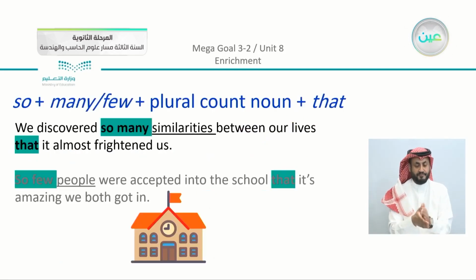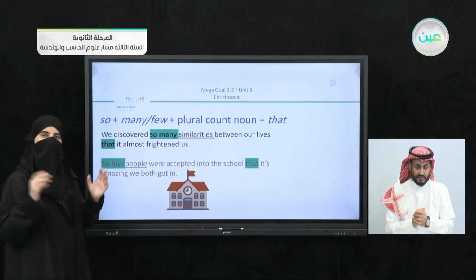We also studied using either so with many or few plus the plural count noun plus that. So let's just recall what we have here. We discovered so many similarities between our lives that it almost frightened us. Another example, so few people were accepted into the school that it's amazing we both got in. So you can see that we have here the complete structure in a complete sentence.